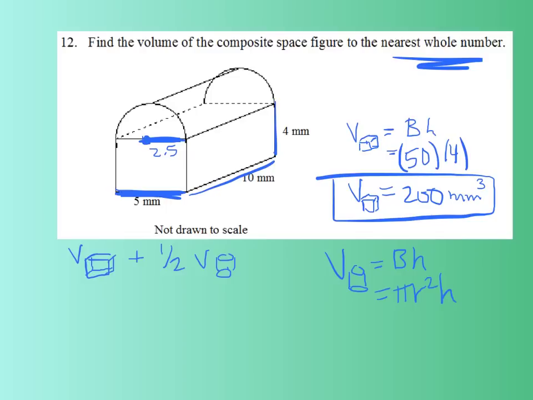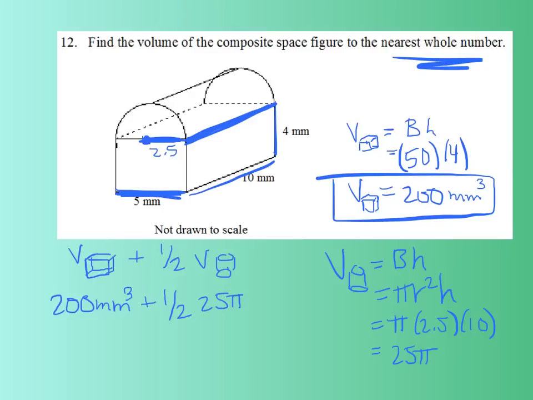Radius is 2.5. Now my height. My height of my cylinder is the distance between my bases, which is this piece right here. So that's my 10. So I've got 2.5 times 10. That gives me 25 pi. Now, because I need to add that, I'm going to have to get it into a decimal, but let's not do that quite yet. I have volume of my prism, 200 millimeters cubed, plus I only want half of my cylinder, which we found was 25 pi millimeters cubed.